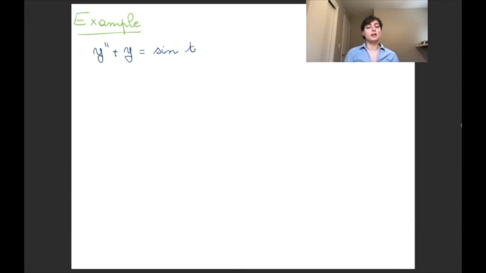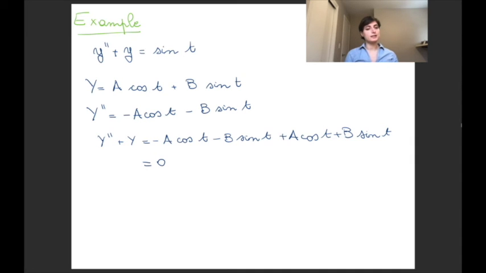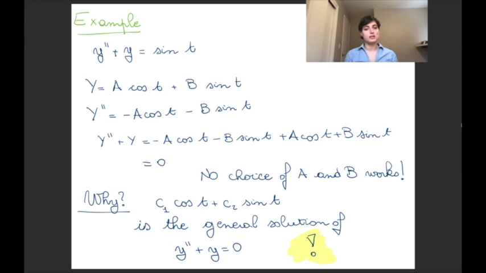Let's look at another example. We have y second plus y equals sine of t. And as we did before, we guessed that our solution should be a linear combination of sine and cosine. So we have y equals a cos t plus b sin t. We have y second, that is minus a cos t minus b sin t. And we plug that into our equation, y second plus y. And we retrieve that if we plug that in, the left-hand side returns 0. And 0 cannot be equal to sine of t. So we don't have any choice of capital A and capital B to make this work.